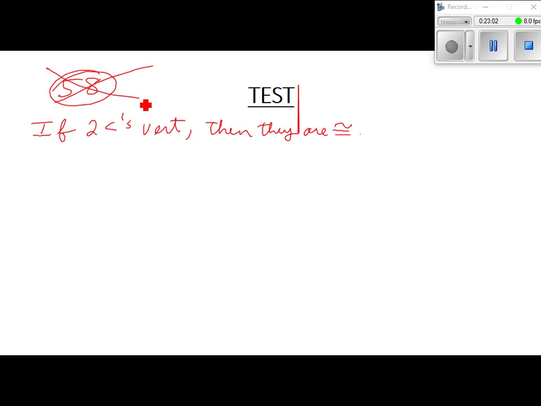That's our original statement. What's this again? What's that part called? Hypothesis. Good. What's this called? Conclusion. Converse. What's the converse do to the original statement? Flips the hypothesis and the conclusion. So what's it going to say?